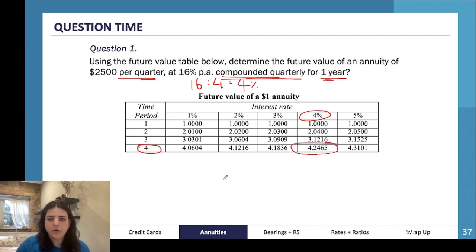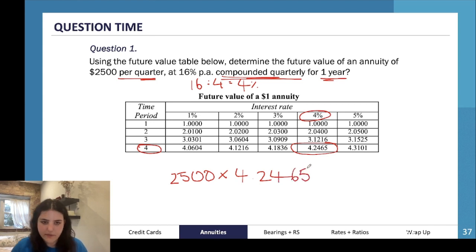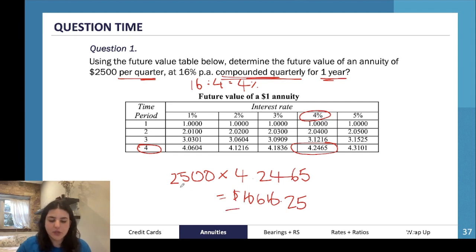So 4.2465, and our annuity is 2,500. So 2,500 times 4.2465 is going to give us $10,616.25. So let's say we were actually asked, oh, what's the interest? We'd have to subtract our annuity that we paid. So 2,500 times 4 is 10,000. So we would subtract 10,000. So the actual interest that we've earned is $616.25.